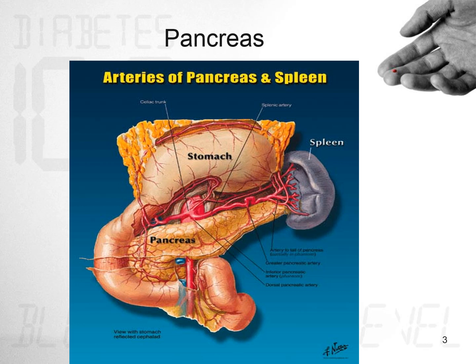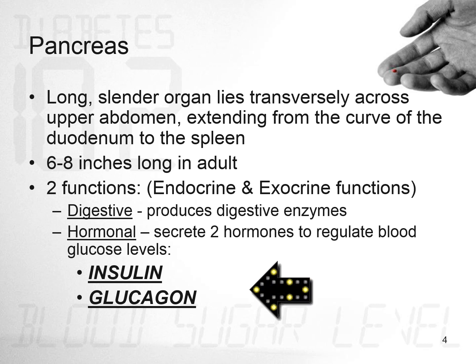And this is just a picture of what your pancreas looks like and the arteries of the pancreas and the spleen. Our pancreas is a long, slender organ that lies transversely across our upper abdomen, extending from the curve of the duodenum to the spleen. It's 6 to 8 inches long in adults. It has two functions, endocrine and exocrine. They aid in digestion and produce digestive enzymes. And then they have a hormonal function that secretes two hormones to regulate our blood glucose levels, and that is insulin and glucagon.